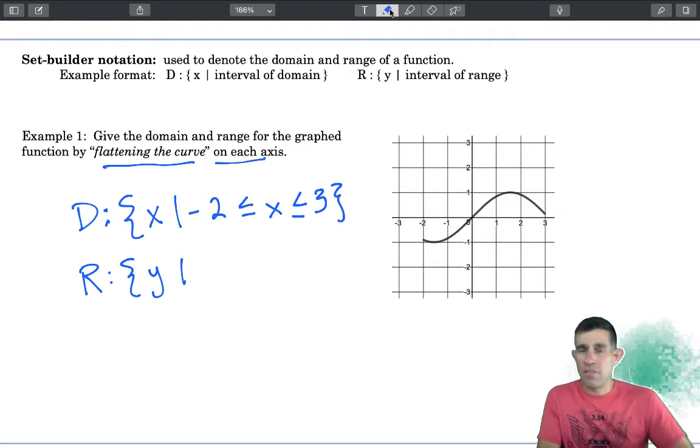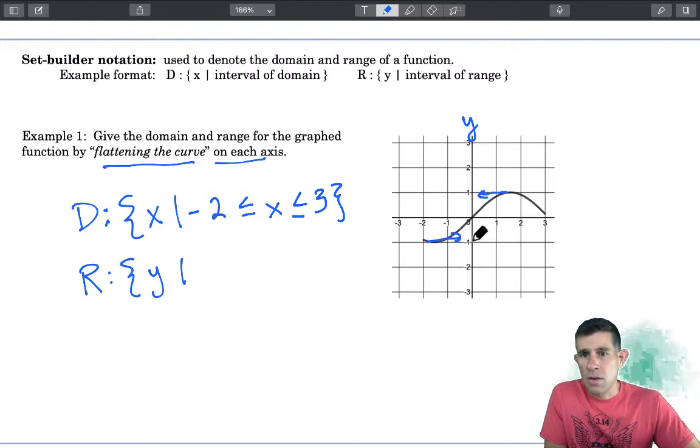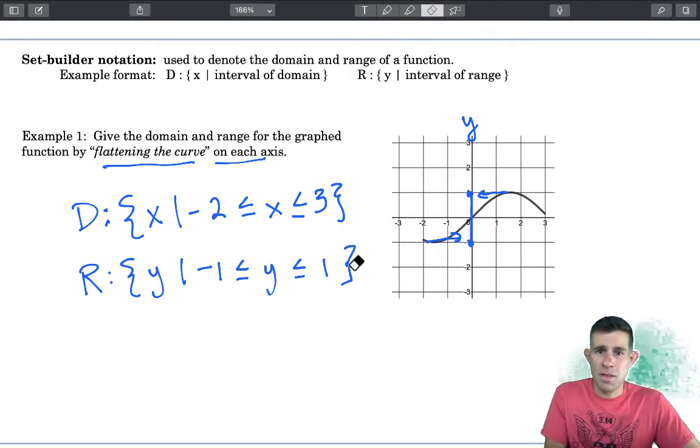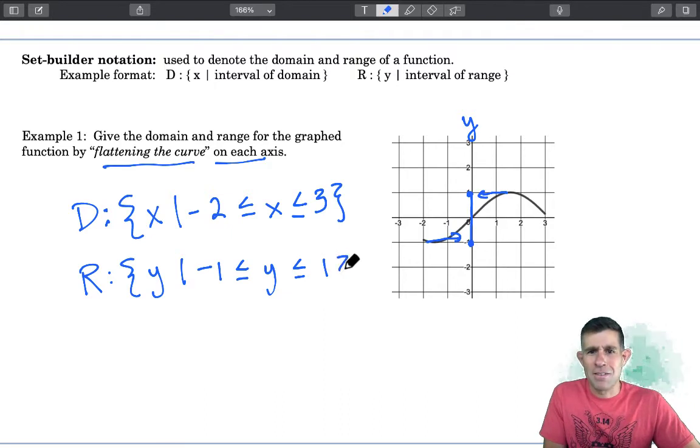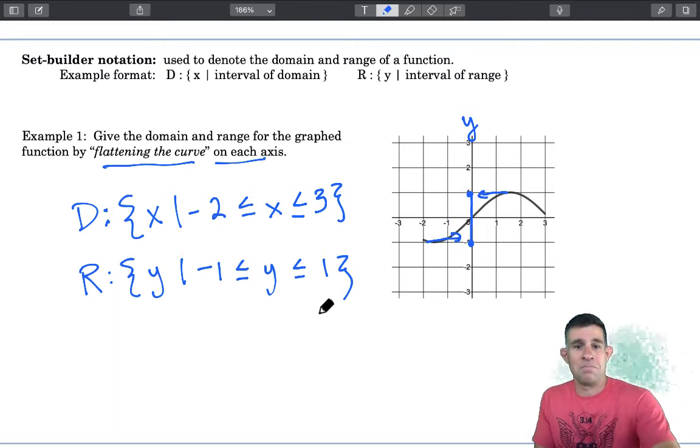We're going to take a look at flattening this curve along the y-axis. Our y-axis here is the vertical axis, and if I push all of these points here to the left and all of these points here to the right, it looks like my interval is going to go from -1 to +1. So again, I'm going to start off with my minimum value, say that that's less than or equal to my y, and that is less than or equal to my maximum value, which was +1. And then we'll close it off with another brace. That doesn't look so good, so let's try that again. There we go. There is the set builder notation for our range.